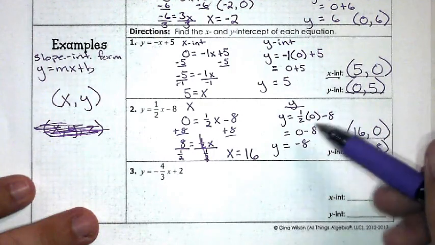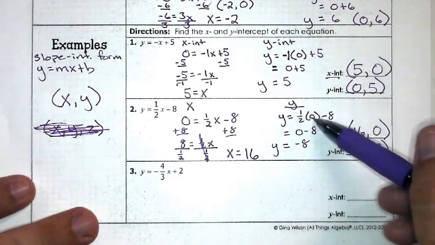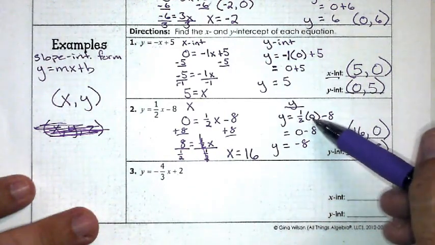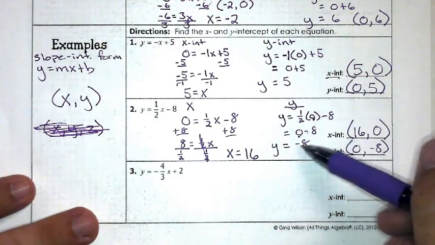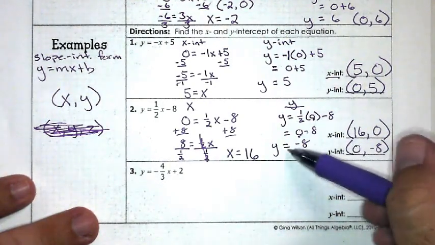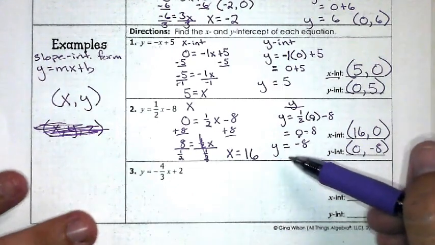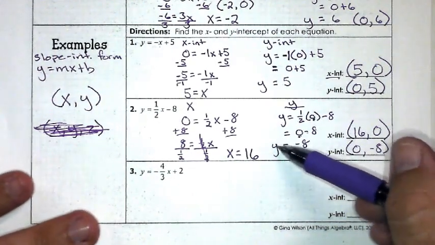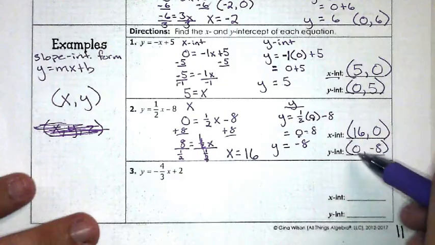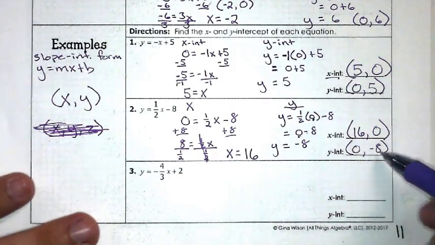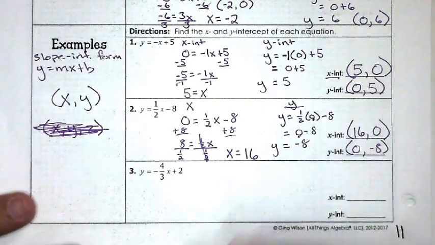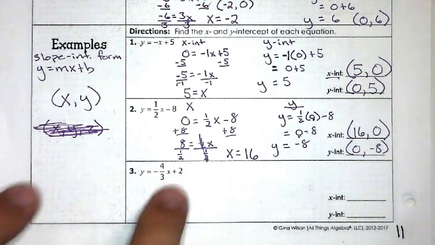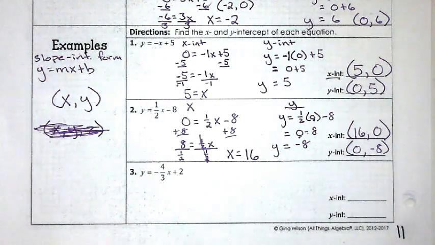Finding the y-intercept, I plug in 0 for x. 1/2 times 0 is 0. 0 minus 8 is negative 8. So I have two ways of writing our answers. You can write it as y equals negative 8, or you write it as the ordered pair, 0, negative 8. With that being said, I now want you to attempt number 3 on your own, using number 2 as your example with dealing with the fraction.